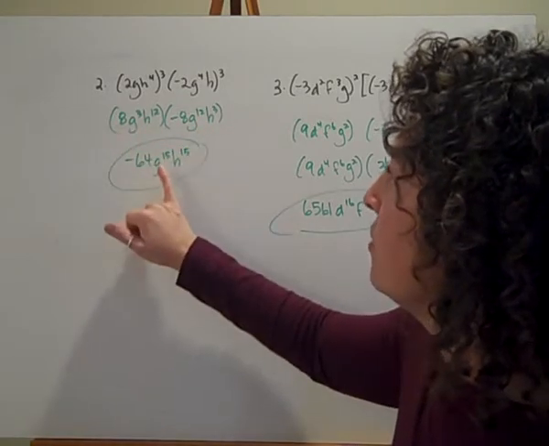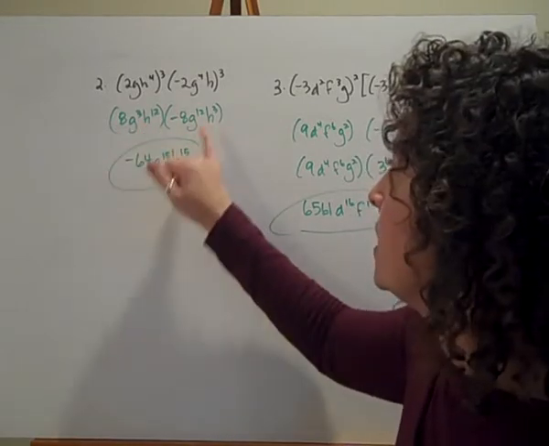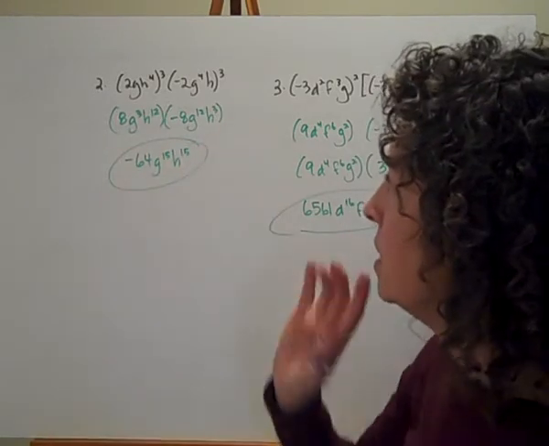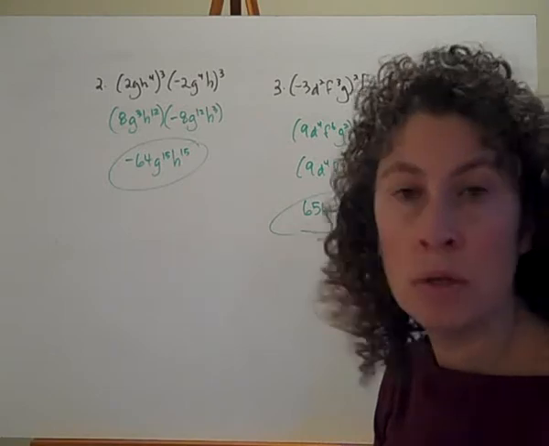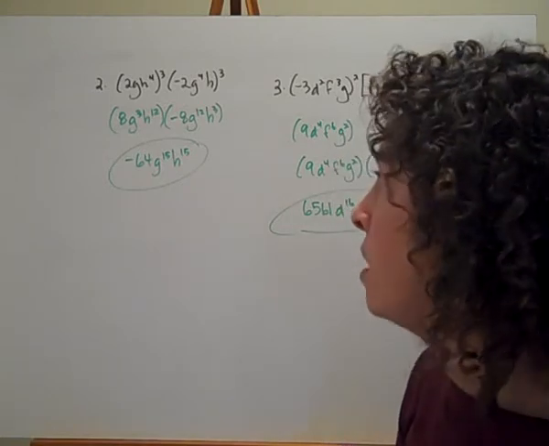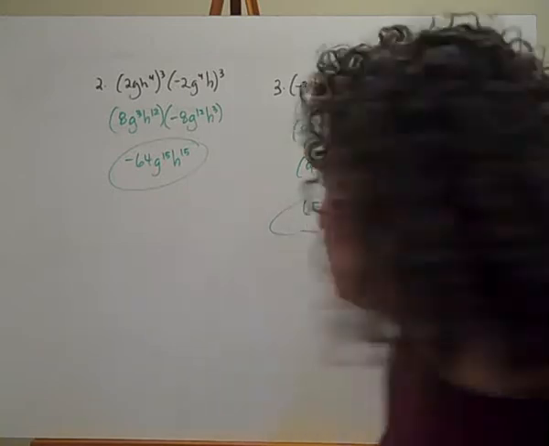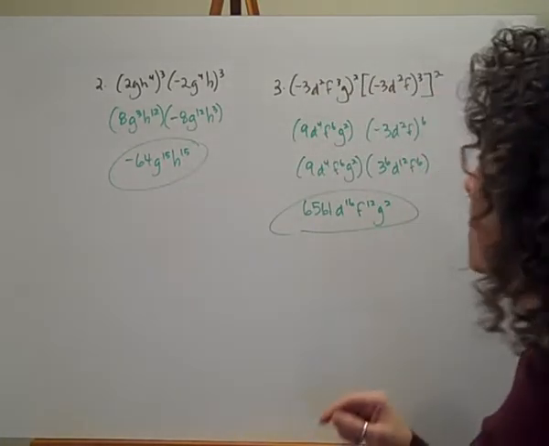g to the 3rd times g to the 12th gives me g to the 15th. h to the 12th times h to the 3rd gives me h to the 15th. So here's my final one. Again, each base appears only once. I don't have any powers of powers. All fractions are simplified, and no negative exponents. Check, check, check, check.